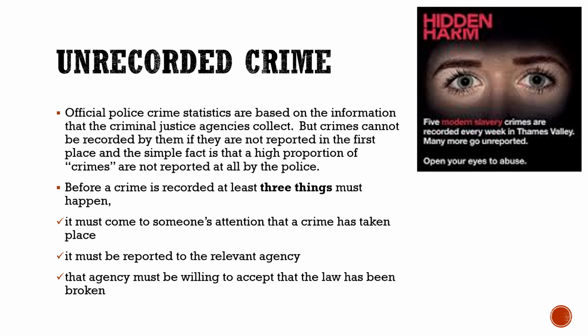So the final issue when it comes to the official statistics is the unrecorded crime that we talked about. Official statistics come from the police and the criminal justice agencies, but unfortunately if you don't report a crime, it cannot be recorded. There are some common issues when it comes to crime reporting, and the three main things that need to have been in place are, first of all, it needs to have come to someone's attention that a crime has actually taken place.